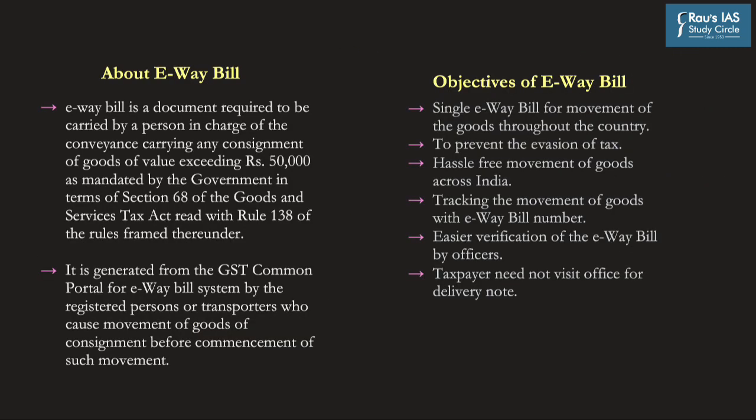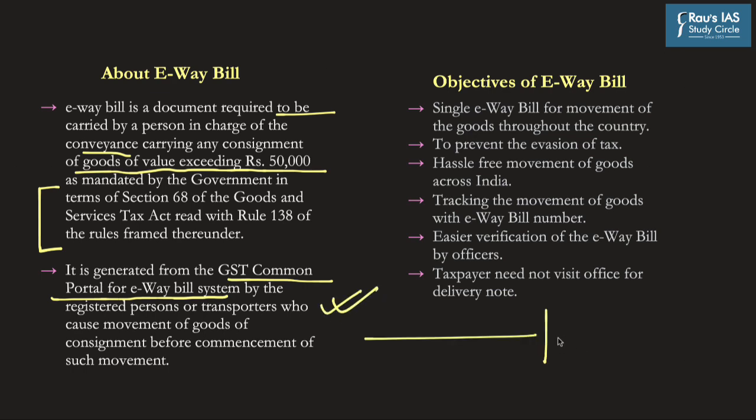So overall we can say that e-way bill is a document required to be carried by a person in charge of conveyance which is carrying any consignment of goods of value exceeding rupees 50,000 as per the GST Act. Now another interesting fact is that it is generated from the GST common portal for e-way bill system, and this is generated by the registered persons or transporters who wish to transport their consignment from one state to another.